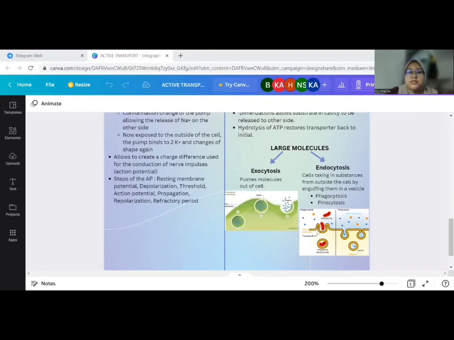Phagocytosis is called cellular eating. Why? Because the cell uses its plasma membrane to engulf a large particle, giving rise to an internal compartment called a phagosome. While pinocytosis is called cellular drinking because the cell takes in fluids along with dissolved small molecules.